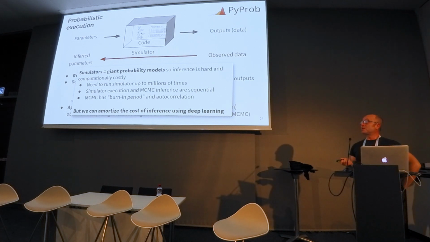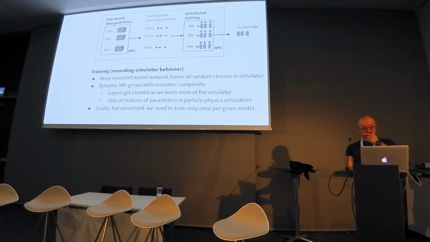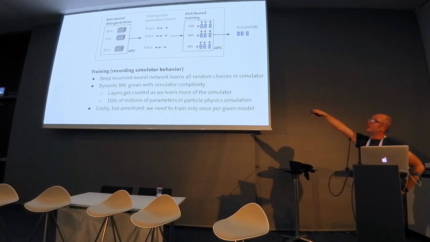But we can amortize this cost using deep learning. Basically, we have an amortized inference scheme that allows you to do this type of inference in an existing large simulator using a bit of deep learning. This is an attempt at explaining how that works. You run your simulator, potentially many instances of it in a distributed way, and you record these execution traces, and you have a pool of execution traces recorded.